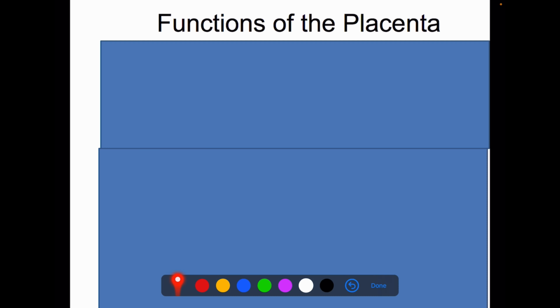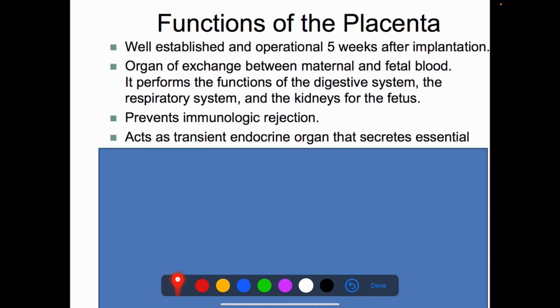So what are the functions of the placenta? Whatever functions a normal living human being performs, like respiration, excretion, digestion, all those functions are performed by the placenta. It is well established and operational about 5 weeks after implantation. It is the organ of exchange between maternal and fetal blood. It performs the function of the digestive system, respiratory system and kidneys for the fetus.